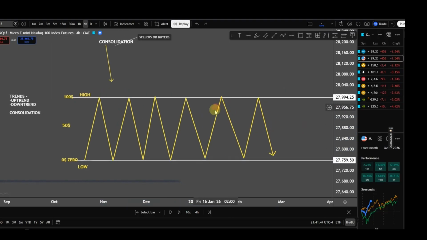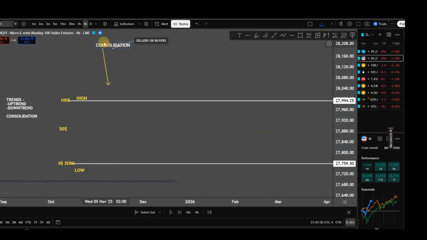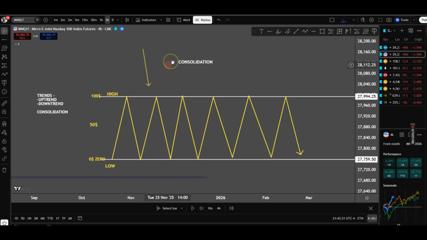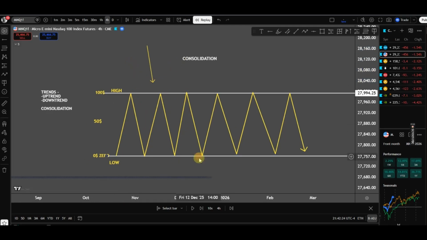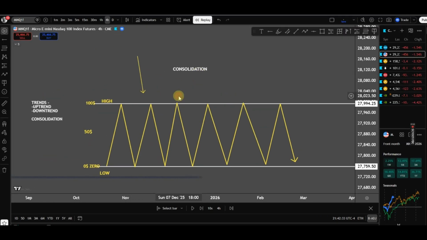This is consolidation, and this is price moving sideways, instead of up or down. This is what consolidation is. Price is making a high, a low, a high, a low, a high, a low. So price is moving sideways. Price is coming up, costing more. Price is coming down, costing less. Coming up more, coming down.